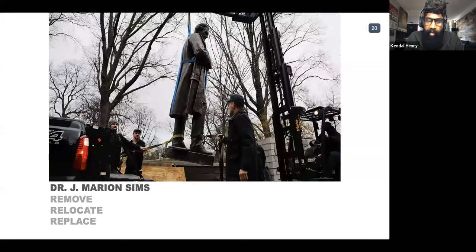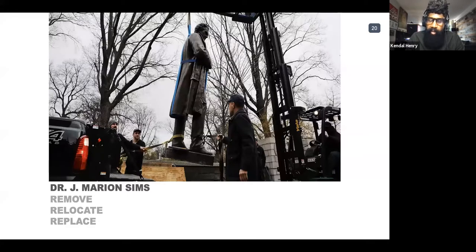The cemetery is a private cemetery, but the people of Brooklyn didn't even want him to be in the cemetery. So he remains in storage as of late, and until he finds a home. So I want to talk about this one a little bit here.